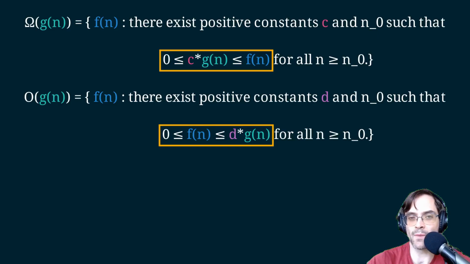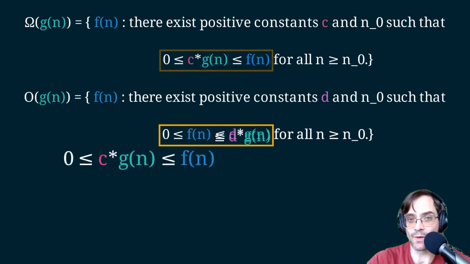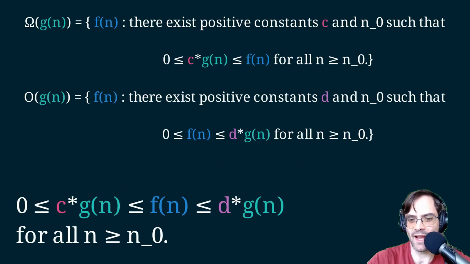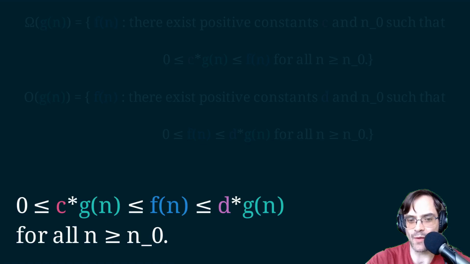You will see in big O, I changed the name of the constant from C to D. Now, where do you think I'm going with this? See if you can guess. Where I'm going with this is that I'm going to combine these two inequalities into one big inequality. And we're going to have a close look at this and really think about what it means. What does this inequality really tell us about the relationship between g of n and f of n?